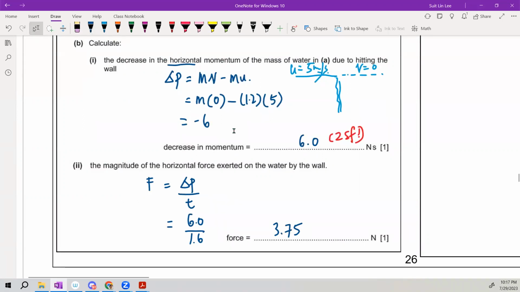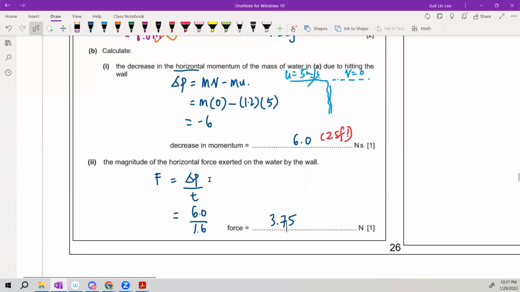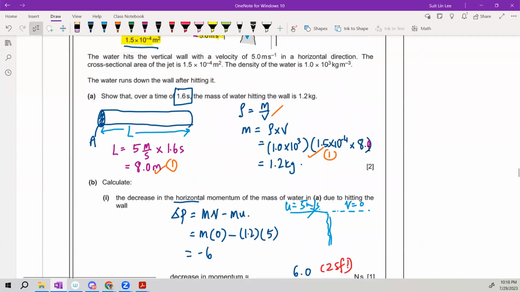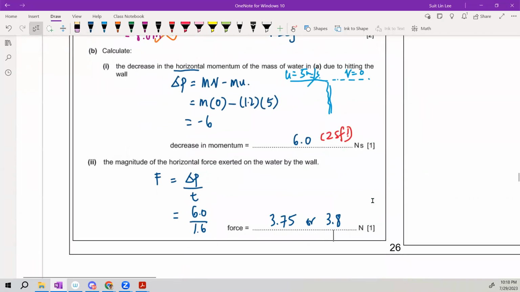Roughly about 400 grams of force. You could also write 3.8 if you want to stick to the 2SF. Because all the data is 2SF, so your answer should be 2 or 3SF if you want.